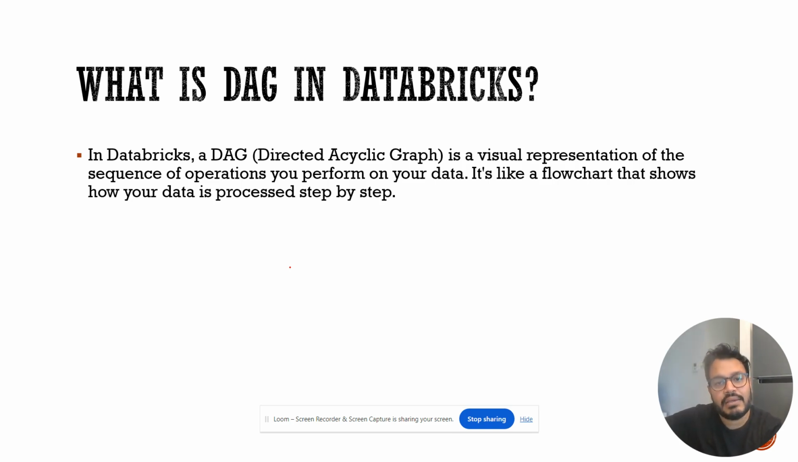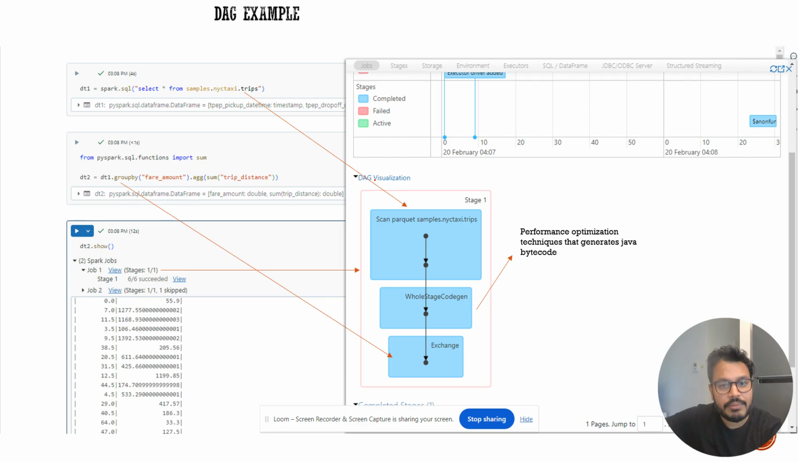What is a DAG in Databricks? DAG stands for directed acyclic graph, which means the graph does not go in a loop, it goes one after another. It is a visual representation of the sequence of operations you perform on your data. It is something like a flow chart that shows how your data is processed step by step. We will look into this with more examples.